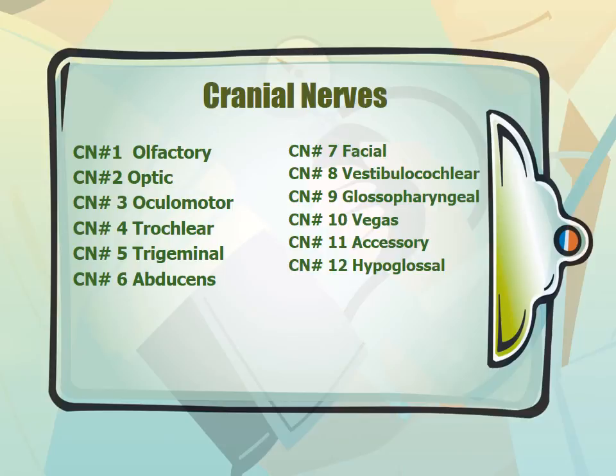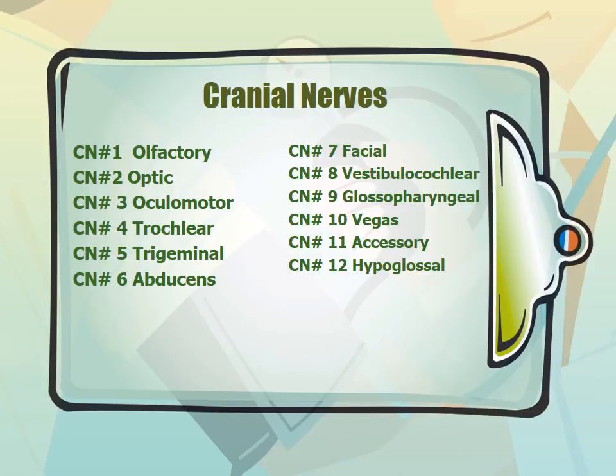Sensory would be with their eyes closed, that you might do light touch by taking a wisp of cotton and putting it on different areas on their face, on their forehead, on their cheeks, and on their chin. So this would be able to check the sensory portion of cranial nerve number 5.